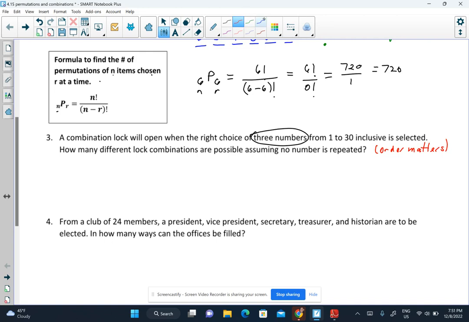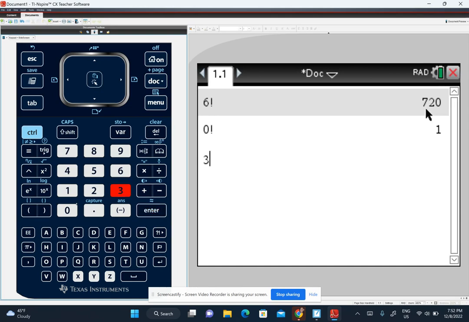So again, we can do this a couple of different ways. We can use that slot method. We're only choosing 3 numbers. So we're going to choose 30 for the first. Once we choose that number, so we can't have any repeats, we have 29 for the second. And then finally, we have 28 for the third. And we can simply type that into the calculator. So 30 times 29 times 28.